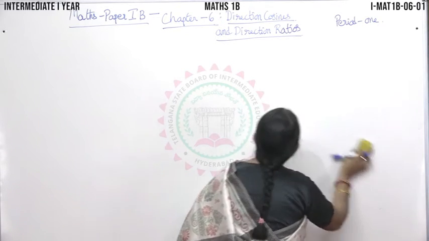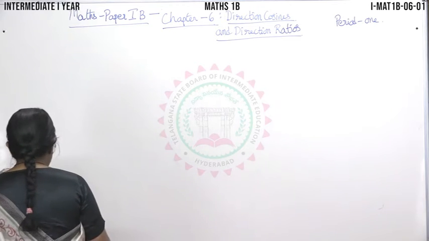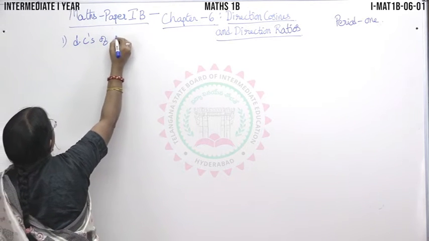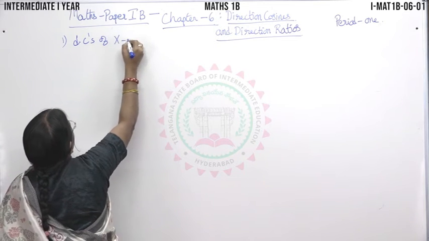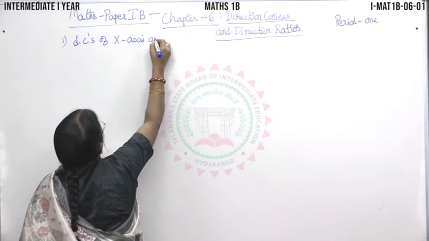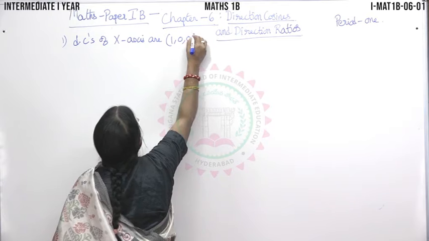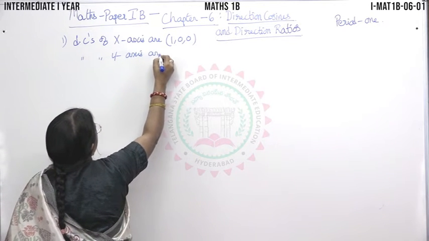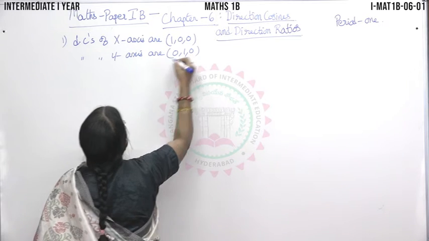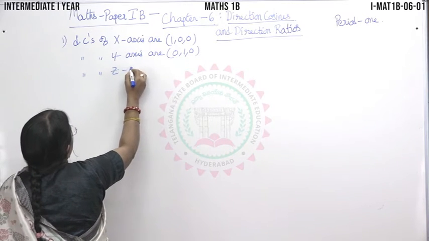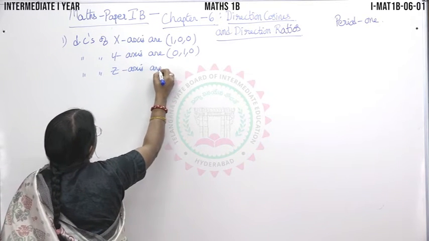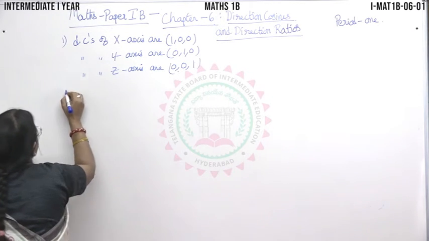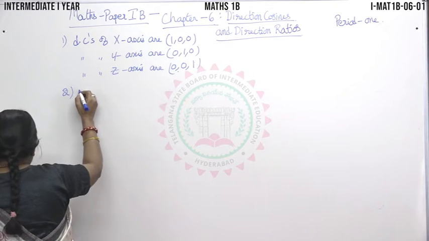Now we'll write all these points which are needed. So the first point: the direction cosines of the x-axis are 1, 0, 0. The direction cosines of the y-axis are 0, 1, 0, and the direction cosines of the z-axis are 0, 0, 1.